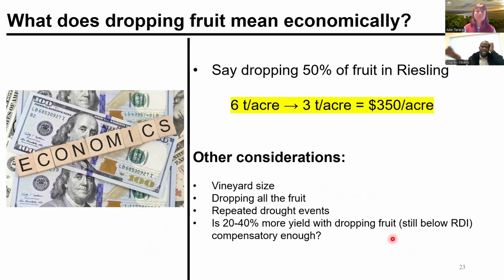Now, the other question that we have been asking ourselves, what does this dropping fruit mean economically? Should we have a predicted drought, and then we just move to drop the fruits? Does it really make economic sense? So let's say dropping fruit in the Riesling, we found that our industry standard had about 6 tons per acre. Now, in Washington, dropping fruit from 6 tons per acre to 3 tons will cost you about $350 an acre.